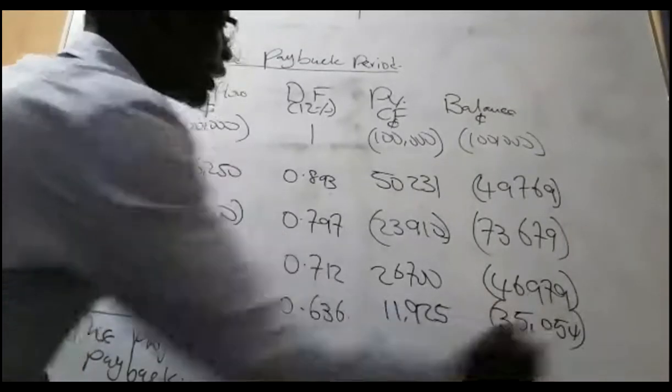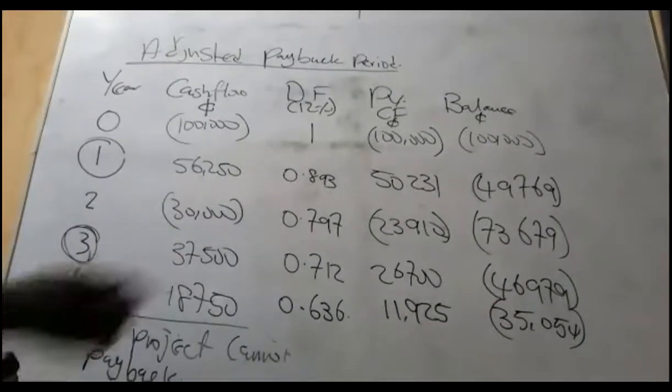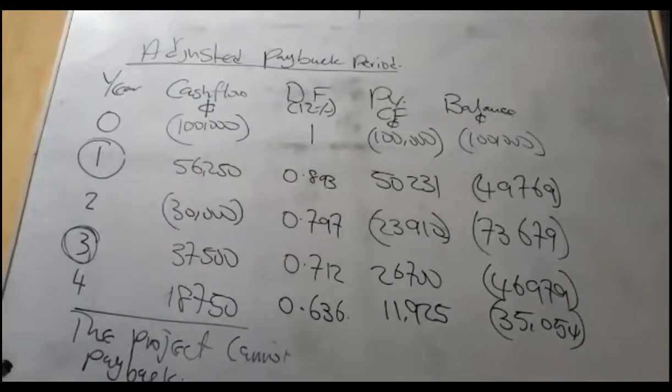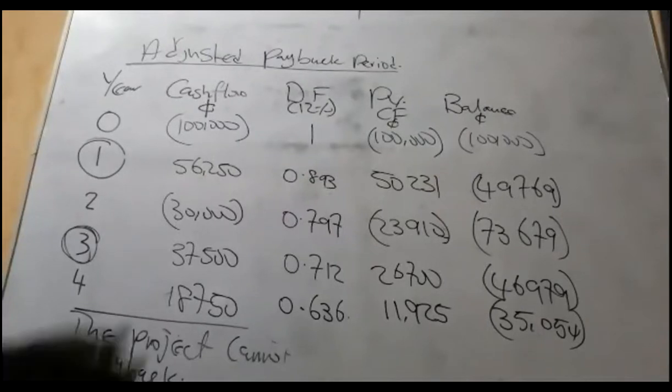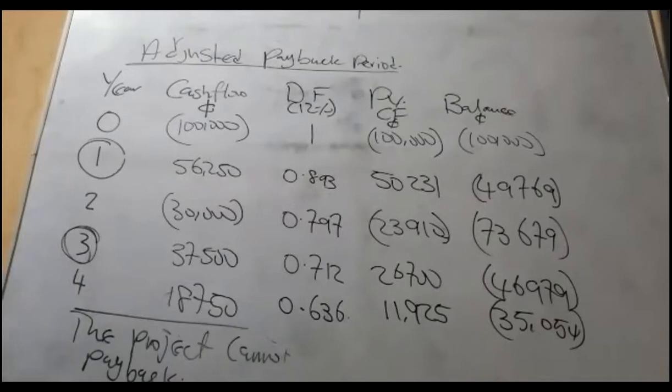Have you seen that if you adjust the cash flows, the loss is even more? Hence this project is not able to pay back, so the payback period cannot be determined. This project must be rejected immediately because it cannot pay back, if you are using the payback period. Okay, so basically that is it.